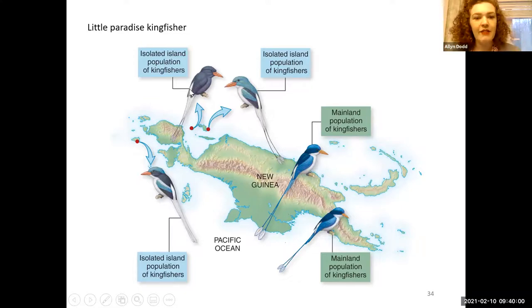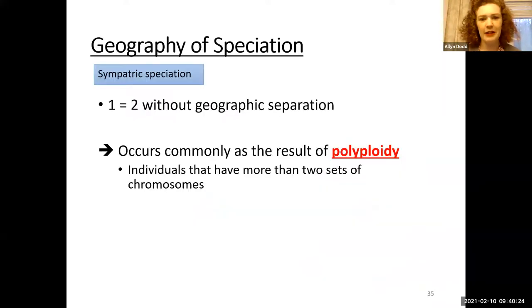But kingfishers who live on the various islands around New Guinea are very different from the mainland. So we're actually able to see, oh wow, you have geographic isolation that's giving rise to reproductive isolation. So we're seeing the speciation occur. Not kind of, we are.